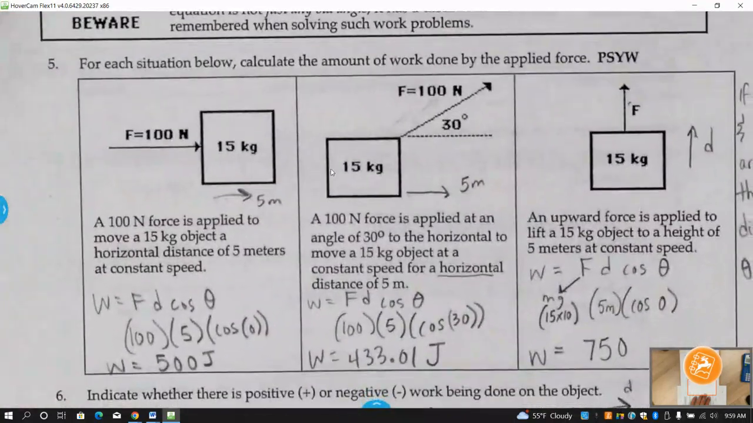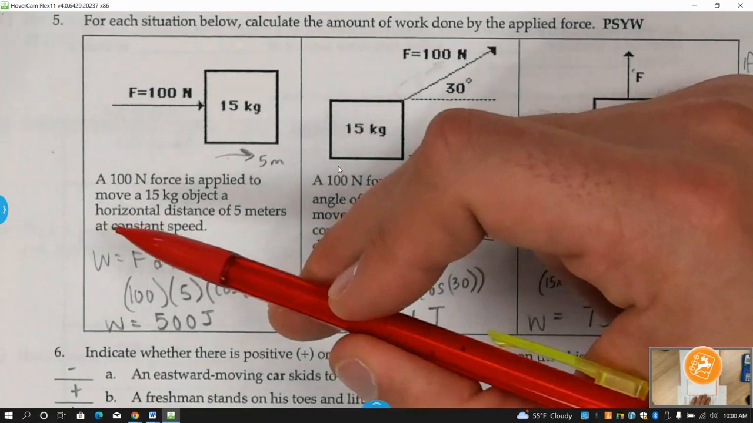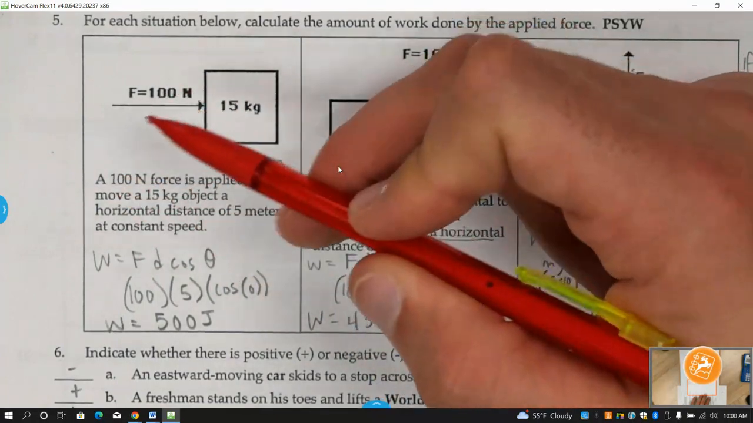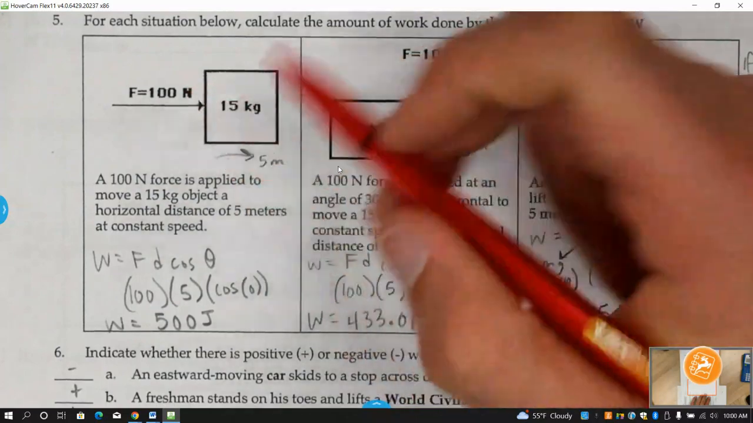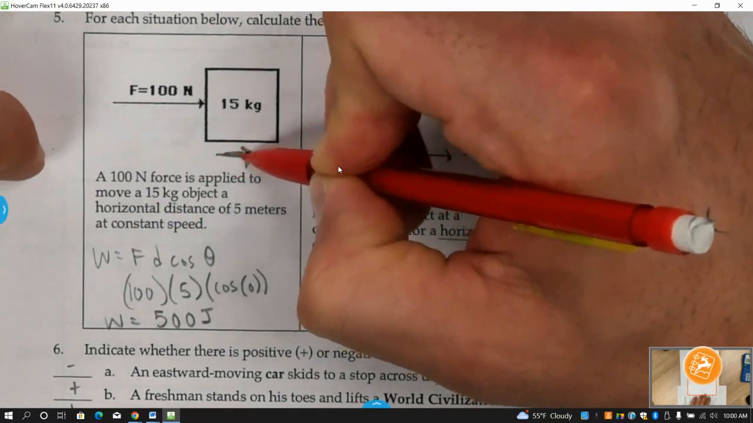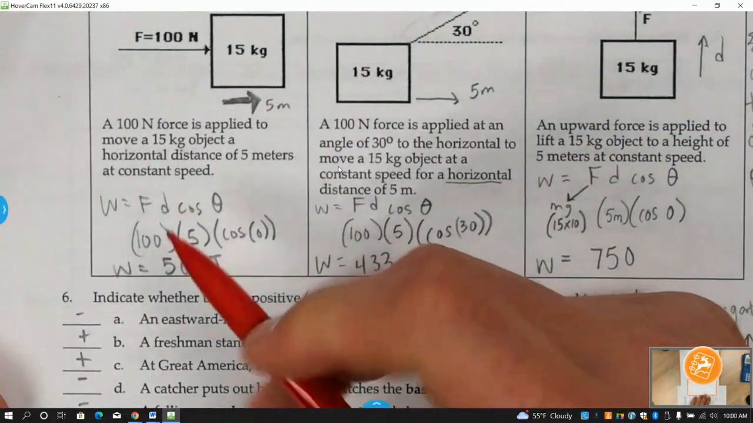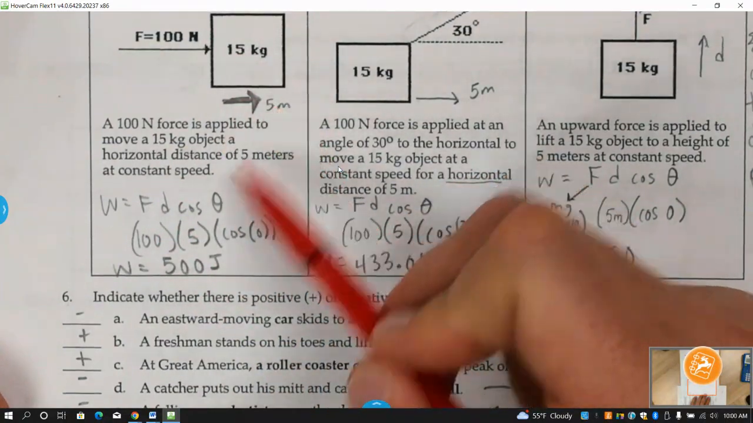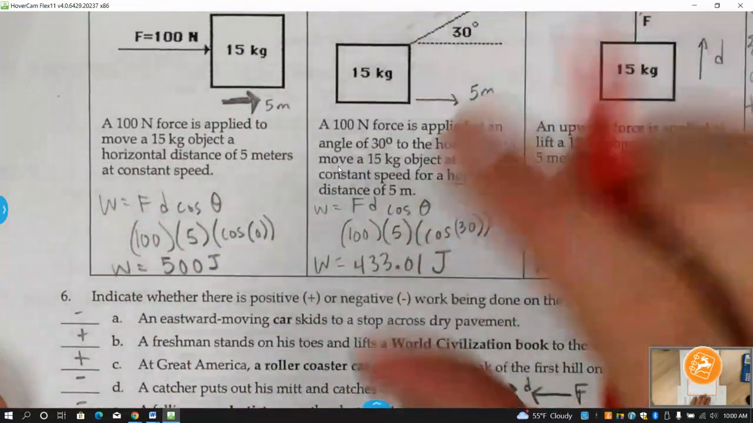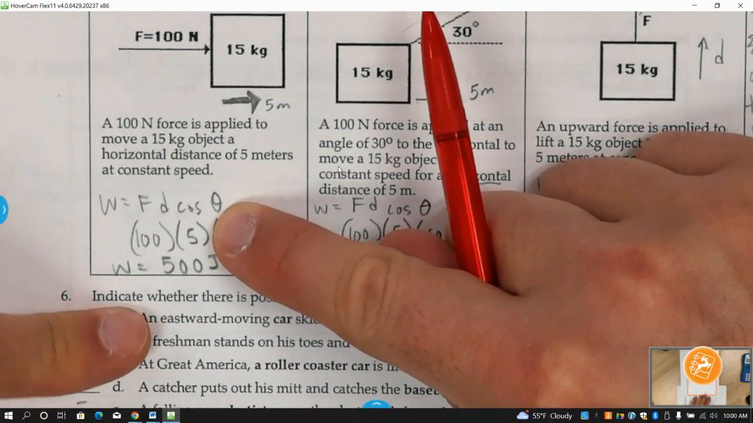So then what we would do is, a force of 100 newtons is applied to a 15 kilogram object at a horizontal distance of 5 meters at a constant speed. So this 100 newton force moves this 15 kilogram object 5 meters, constant speed. They're not telling me anything with a direction. We're applying the force, so we're assuming that it's moving in the same direction, in which case the angle is zero. So force is 100, distance moved 5, cosine of zero always comes out to be 1, so it's basically not even there. So we have 100 times 5 and we get 500 joules.